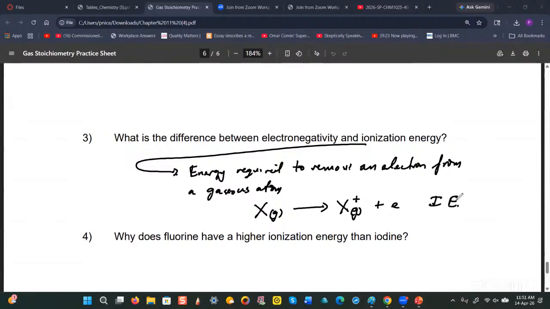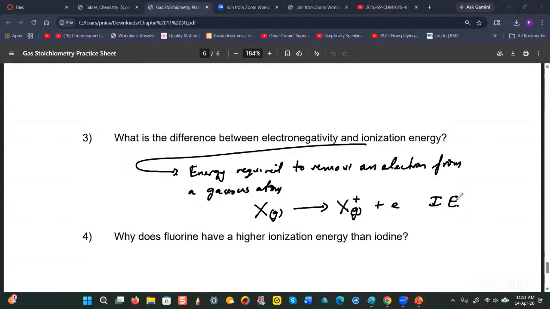So that's the difference between electronegativity and ionization energy. Electronegativity is the ability of an atom to attract shared electrons to itself, while the ionization energy is the energy required to remove an electron from a gaseous atom. And in the videos, I discussed the trends when it comes to going across a period and going down a group. So let me just recap that particular discussion.